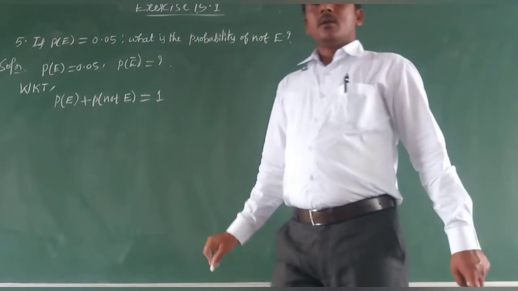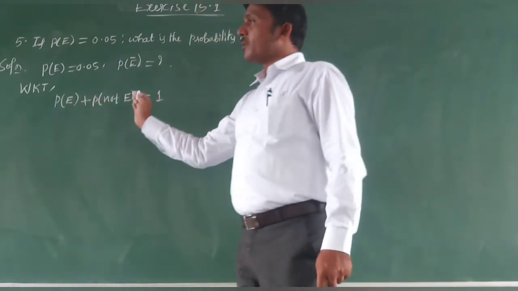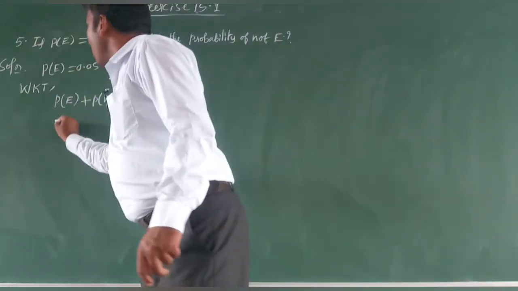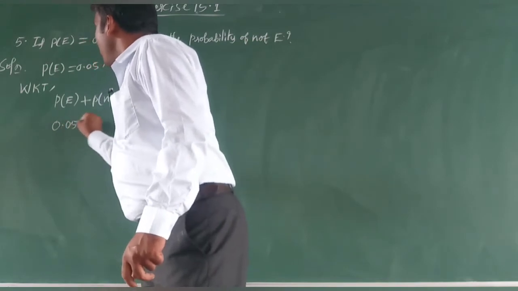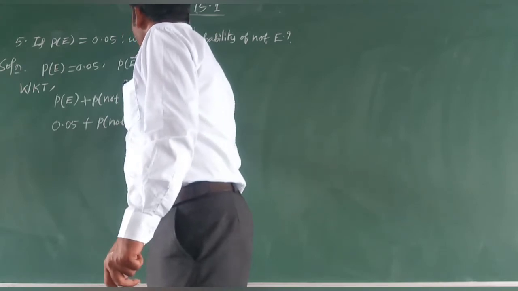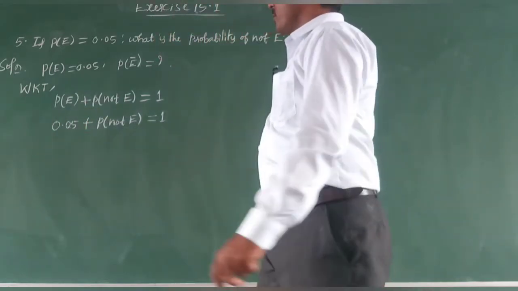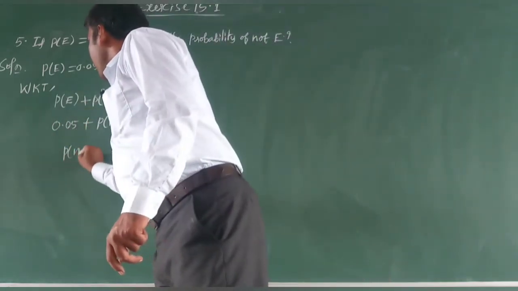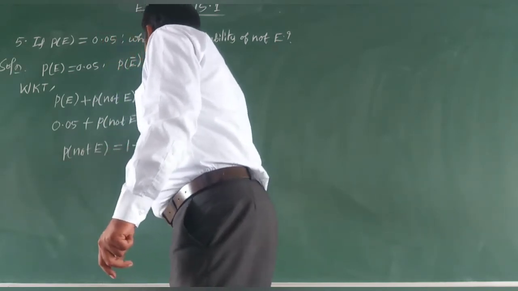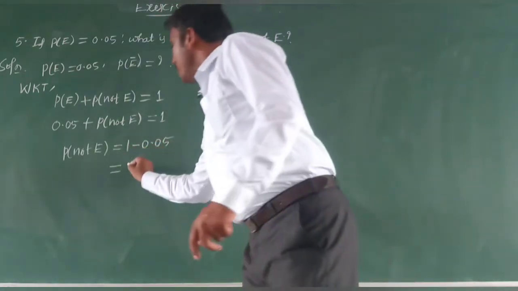This is a formula. Remember, P of E plus P of not E, P of E plus P of complement E gives us 1. So here substitute the values. P of E is given, that is 0.05, plus P of not E is equal to 1. Keep P of not E here only. Transpose 0.05 to the other side. That gives us P of not E equal to 1 minus 0.05. So 1 minus 0.05 is nothing but what?